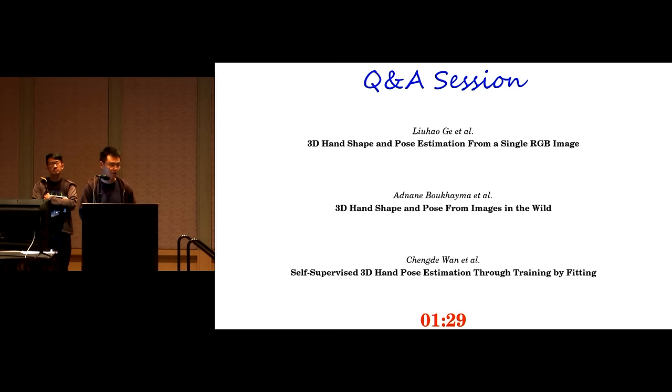But currently, I just use a depth image to render the 3D hand mesh to a depth map, because the depth map is not affected by the lighting or the texture. So it would be more robust. But if we do not have the depth image, we can render it as an RGB image, but maybe it is more challenging.